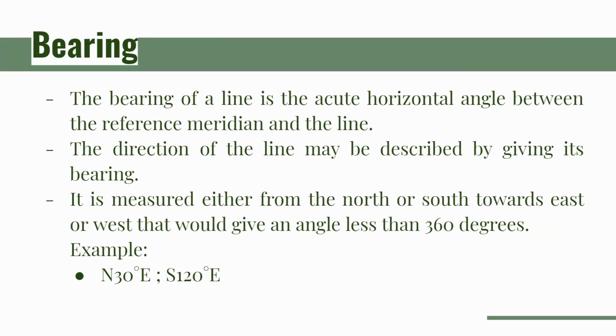The angle is represented by N or S for north or south first, followed by the angle value and E or W for east or west direction. So we have two examples here on how bearing is being written. The first example is north, represented by N, then the angle value 30 degrees, then east, represented by E. The second example is south, represented by letter S, then the angle value 120 degrees, then east, represented by letter E.